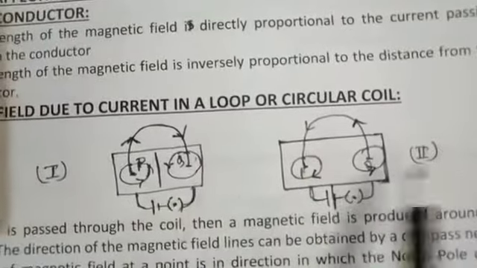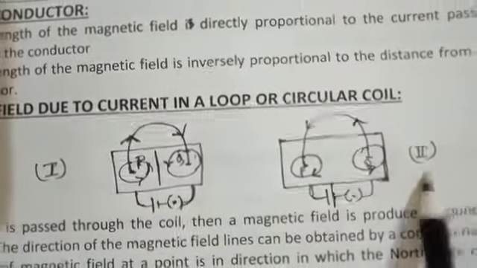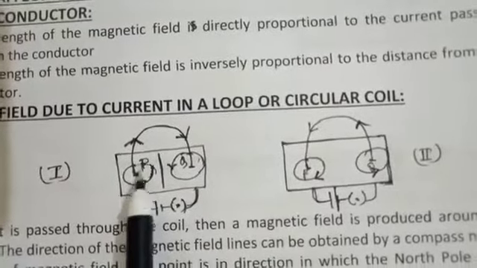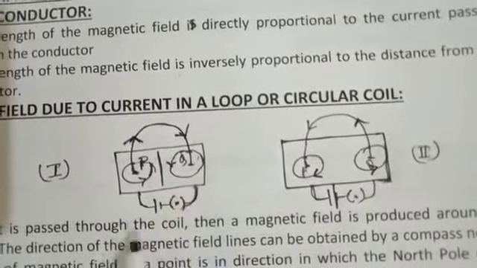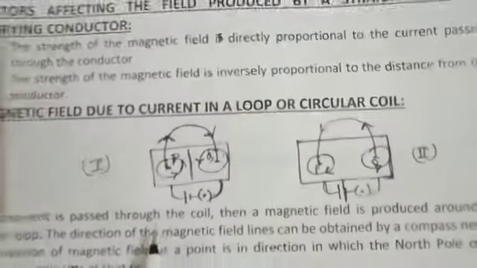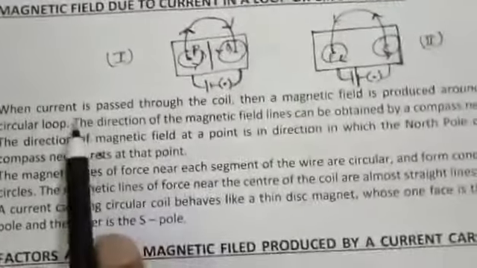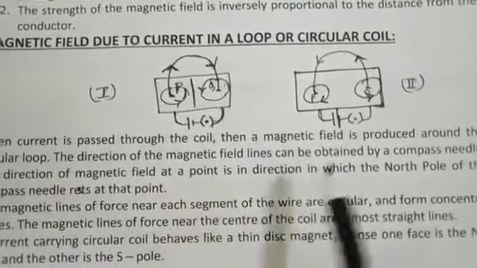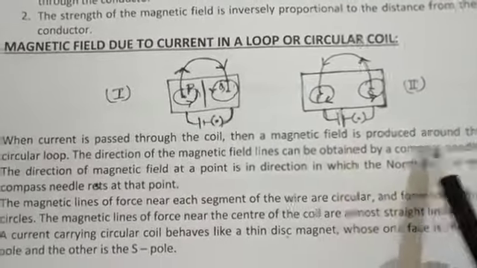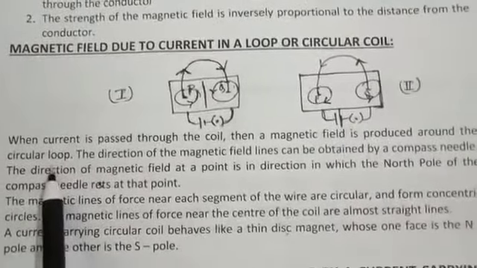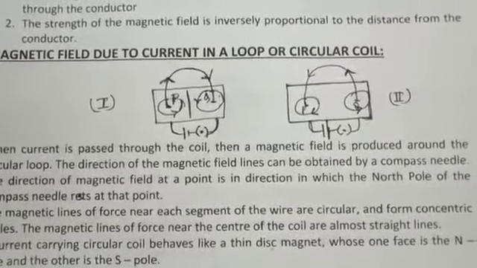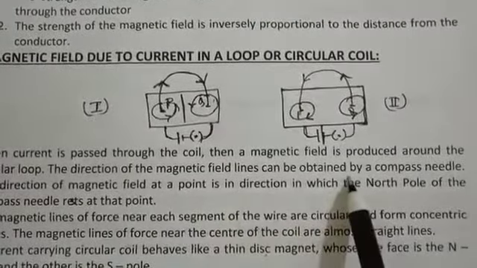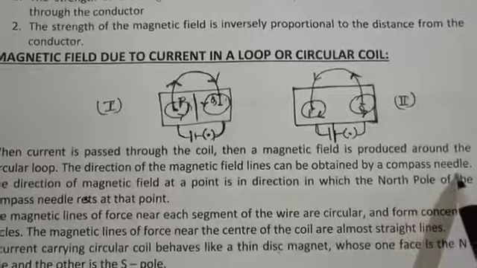So from these two figures we can come to a conclusion that at one end of the loop we have a different nature, and at the other end of the loop we have another nature of the magnetic field. So let us come. When current is passed through the coil, then a magnetic field is produced around the circular loop. The direction of the magnetic lines can be obtained by compass needle.